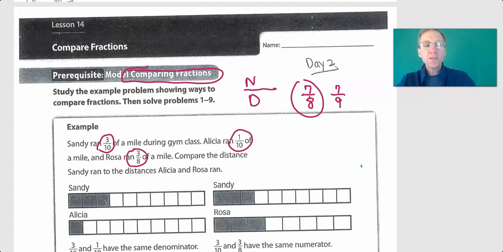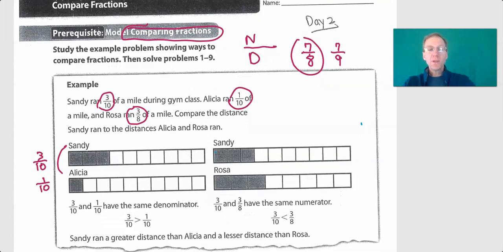So we're going to compare the distance Sandy ran to the distance Alicia and Rosa ran. Okay, so first we're comparing Sandy and Alicia. And Sandy again ran 3/10, and Alicia ran 1/10. So that's pretty easy to compare. Here we have 2 fractions, and the denominators are the same. And Sandy has 3 more. If that was a pizza, it'd be 3 more parts. But this is a mile, so she ran 3 more parts of a mile. So that's pretty easy. If we look down here, we see they do the comparison for you. 3/10, they use the symbol as greater than.